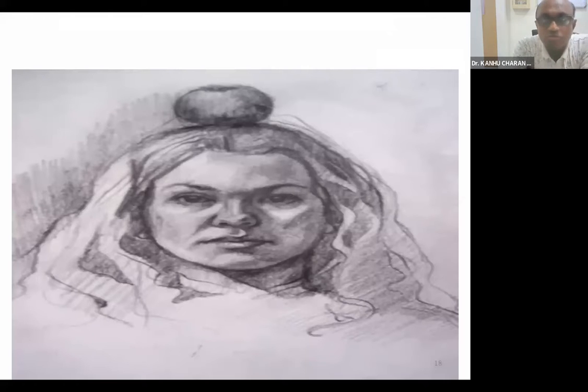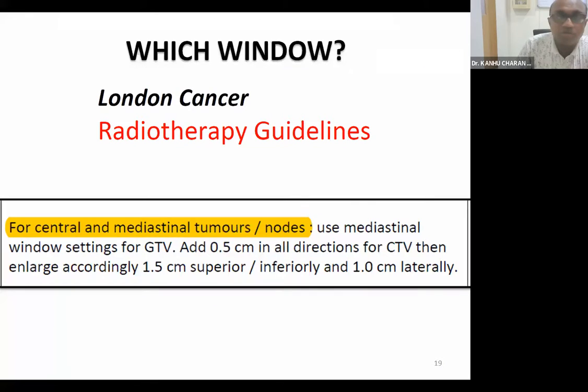If you take extra target, you will have more side effects, and if you take less target, there is a high chance of recurrence. So we are always fumbling over where the target is. So defining the target is very important. So for central and mediastinal tumor nodes, per the London Cancer guidelines, you have to use the mediastinal window setting and 0.5 centimeter along the direction for CTV and for the mediastinal group of lymph nodes.